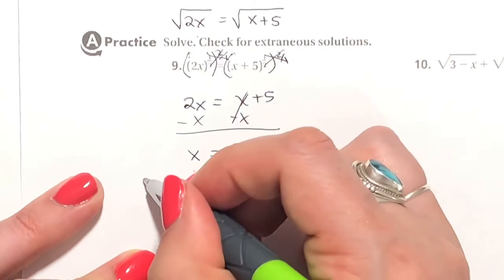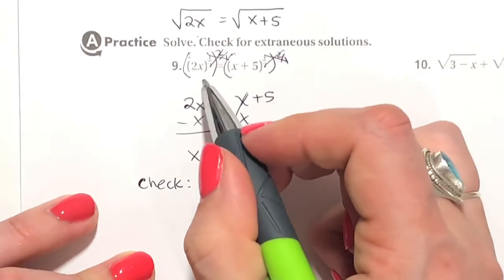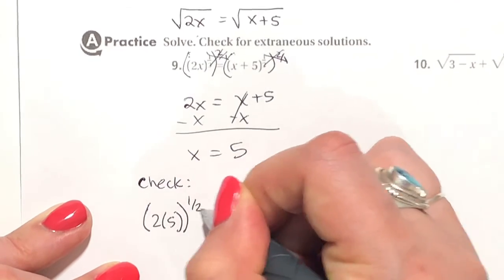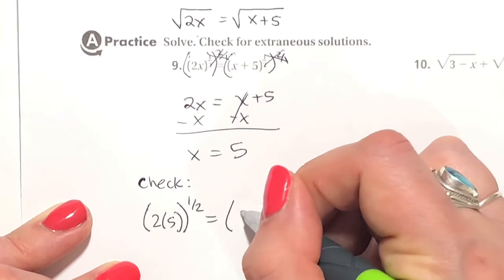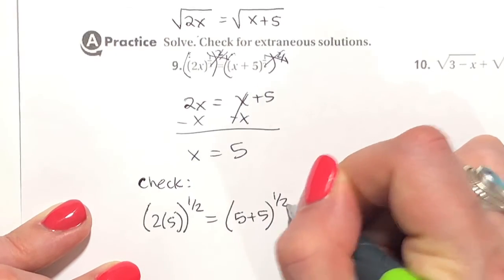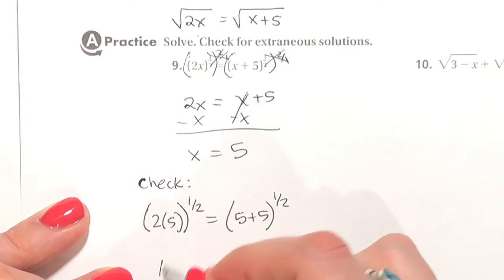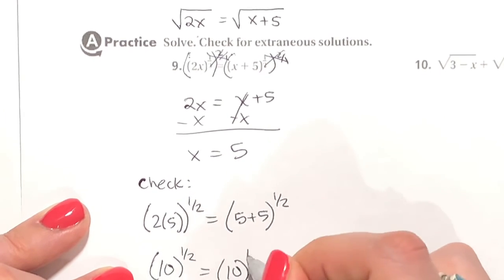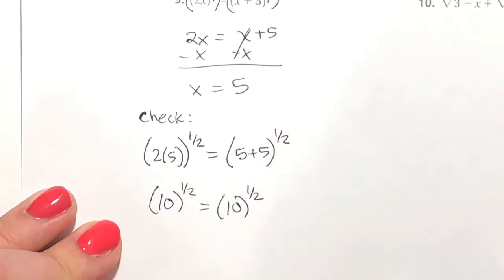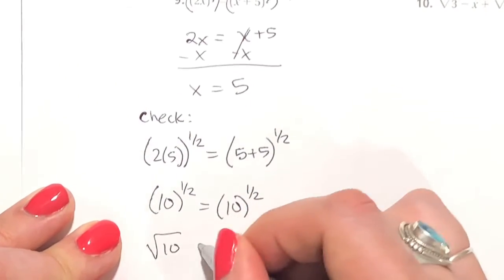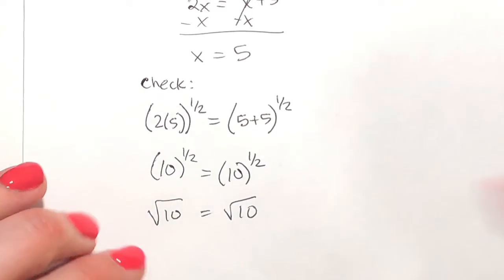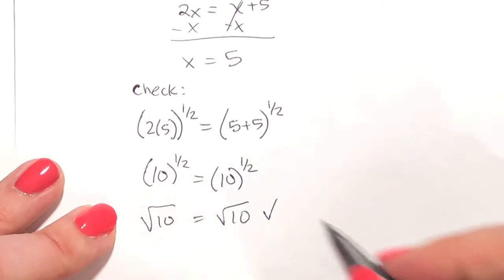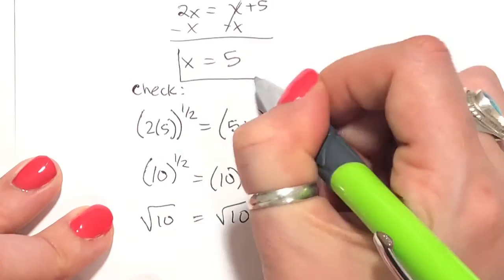But let's check and plug it in, make sure it works. So we had 2x to the power of 1/2. So I'm going to do 2 times 5 to the power of 1/2. Needs to equal 5 plus 5 to the power of 1/2. Well, 2 times 5 is 10 to the 1/2. And 5 plus 5 is 10 to the 1/2. So I'm actually not even going to worry about what the square root of 10 is. Remember, this is like the square root of 10 and the square root of 10. It's just a decimal point, but we know it's the same on both sides. So we're good. We don't need to actually look at what that decimal is because we know that they are equal. So this answer is good and we would keep it.